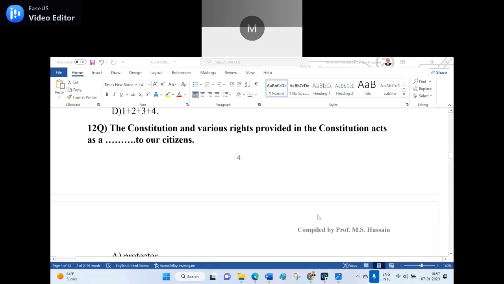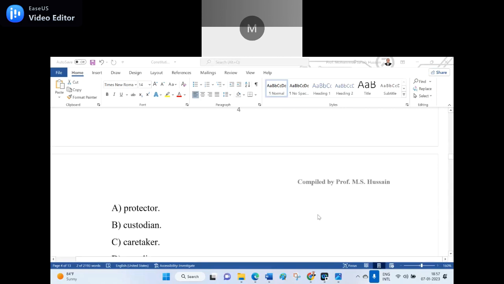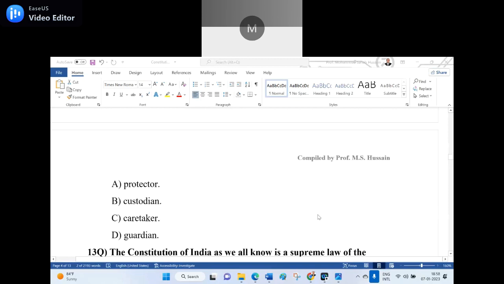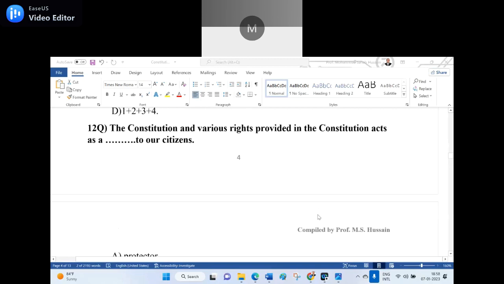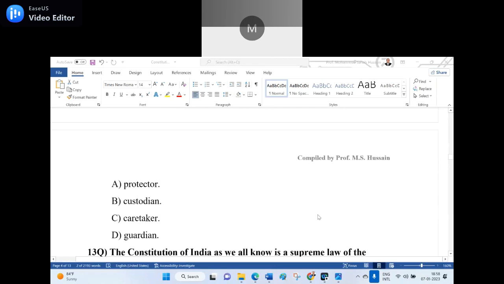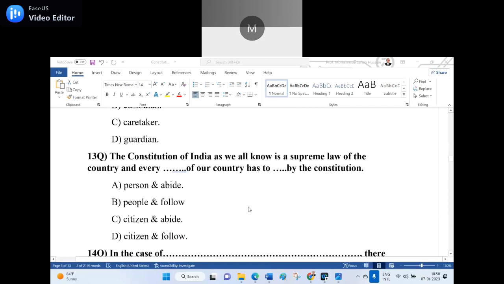Appreciate. 12th question. The Constitution and various rights provided in the Constitution act as a dash to our citizens. A, protector. B, custodian. C, caretaker. D, guardian. Option A, protector, sir. If you say option A, protector, wrong. D is the right answer, sir. Guardian is the right answer. Even though guardian is a protector, a custodian, a caretaker, that's the reason we can say guardian. Is it clear? Yes, sir.